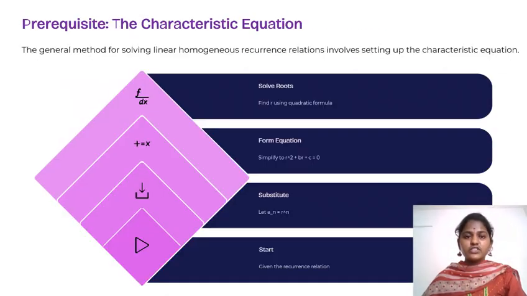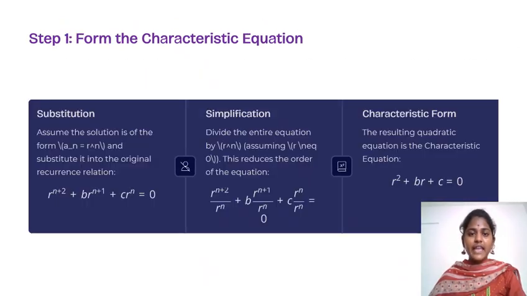Prerequisite: the characteristic equation. The general method for solving linear homogeneous recurrence relations involves setting up the characteristic equation. First, solve the roots, form equation, substitute, and then start. First, find r using the quadratic formula. Next, simplify to r squared + b r + c = 0, and let an = r^n give the recurrence relation. Next, step 1: form the characteristic equation. Substitution.